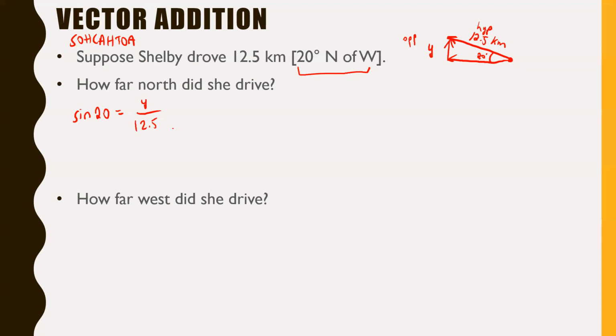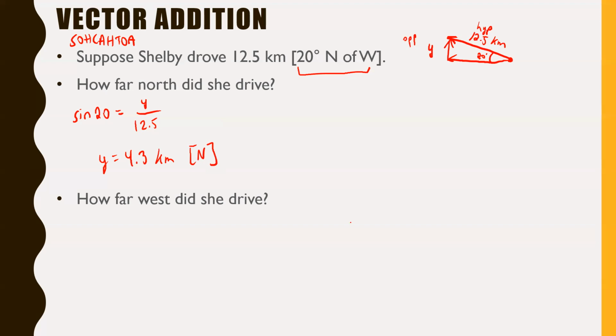Multiplied by 12.5 on both sides. Let's see what we get. 12.5 times sine 20, and it looks like we want just 2 sig digs because of that 20 degrees. That's going to be y equals 4.3 kilometers north. And just in case you're wondering, I didn't have to change that to meters because we're staying consistent here. It's not like we're using a kinematics equation. We're remaining consistent, so I could leave that in kilometers.